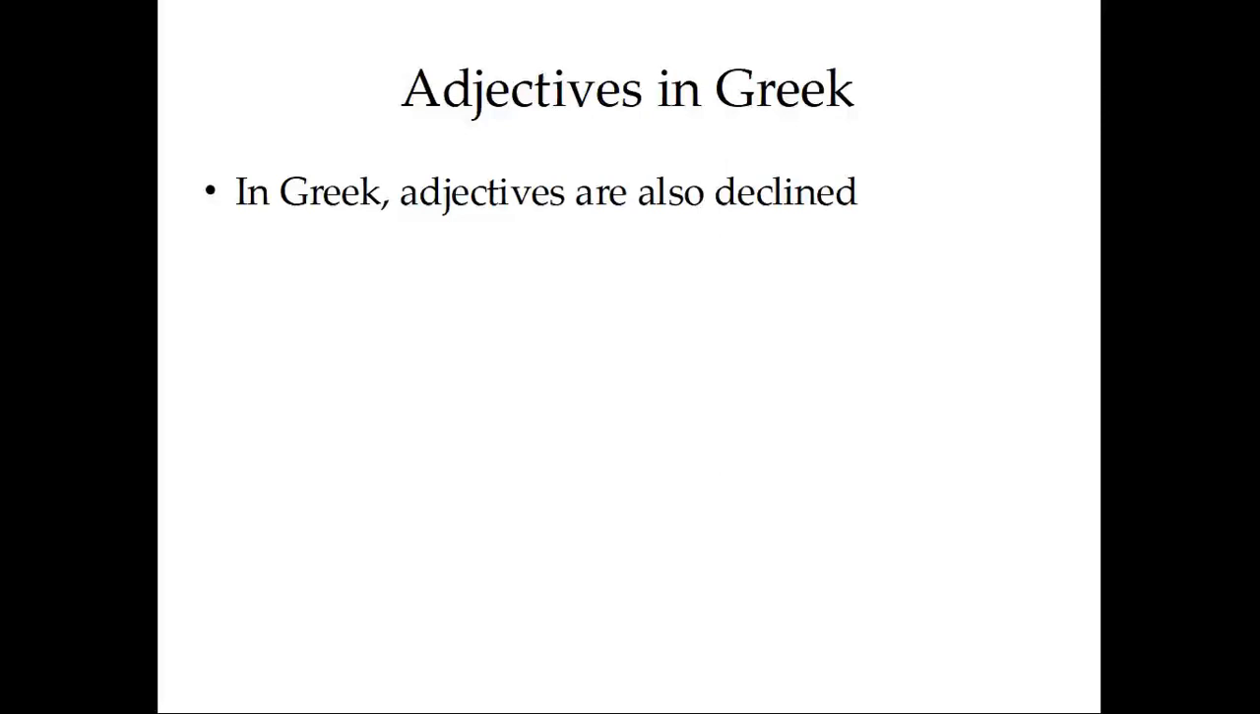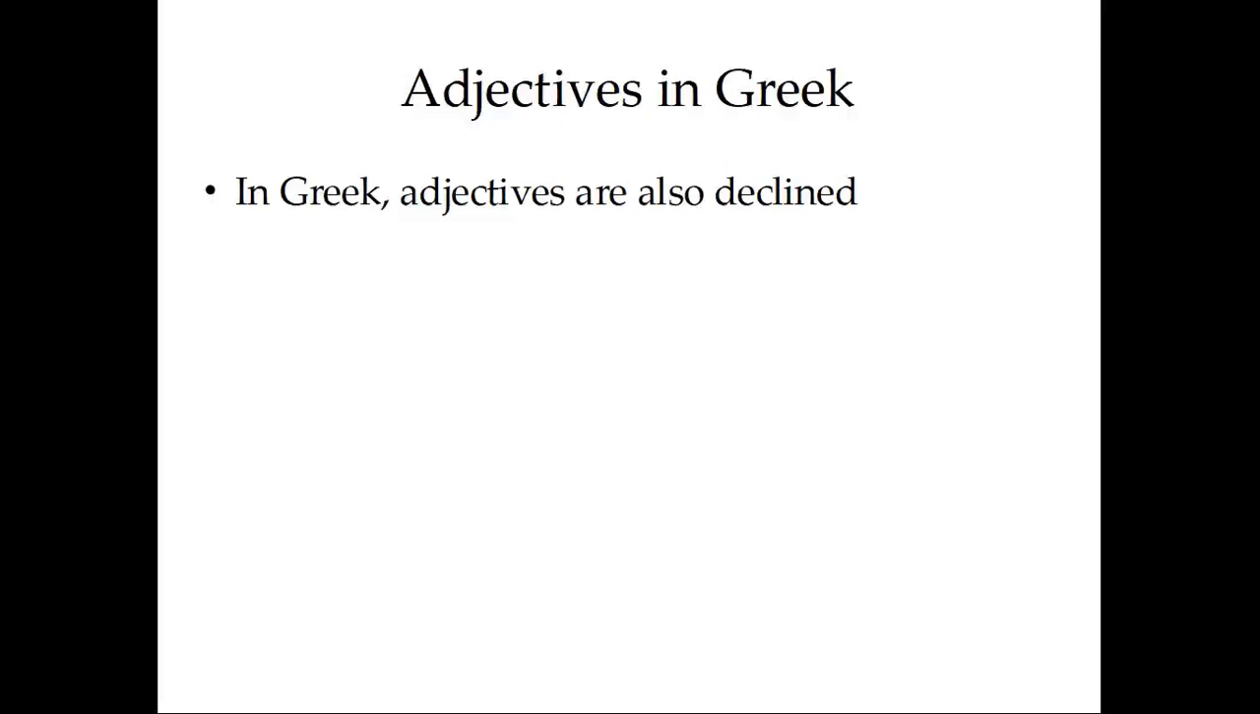Adjectives in Greek. In Greek, adjectives are also declined. Now this is something we don't have in English. In English, our adjectives are not declined. There is a single form of an adjective in each of its degrees. So if we're talking about the adjective wise, whatever we're talking about, whether it's a he, she, or an it, whether there are many of them or just one, we're going to use that same form wise.